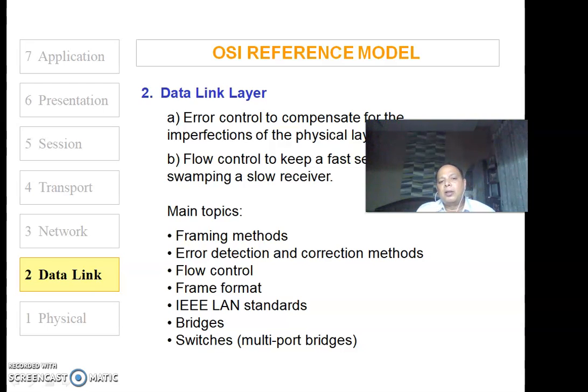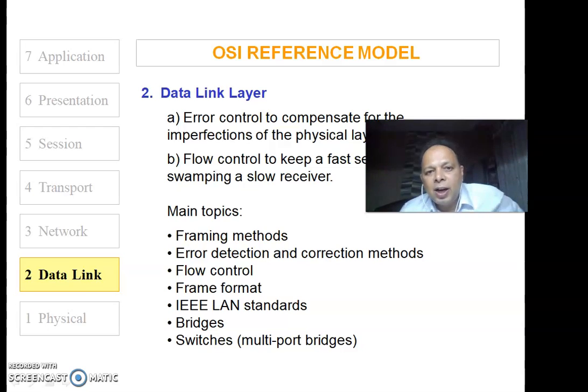Here the main issues are: what are the framing methods? What are the error detection and correction methods? We have seen that CRC is used mostly for error detection and correction. So the error detection and correction methods are decided at the data link layer. Apart from that, the flow control and the frame format are decided here. And then there are the IEEE LAN standards. As I have already mentioned, IEEE is the apex body for the entire networking fraternity, so the standardization part is adjusted at this level by the apex bodies.